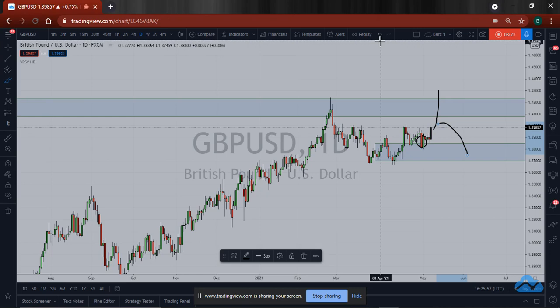So once the week opens, I'll be monitoring price action for potential bullish trading opportunities while also keeping in mind that there is a supply ahead as well.